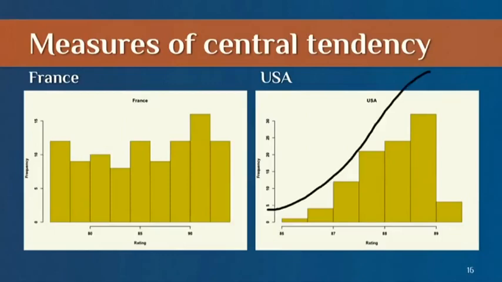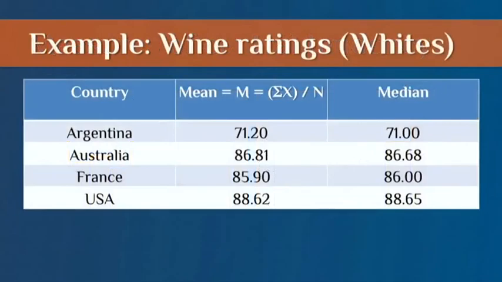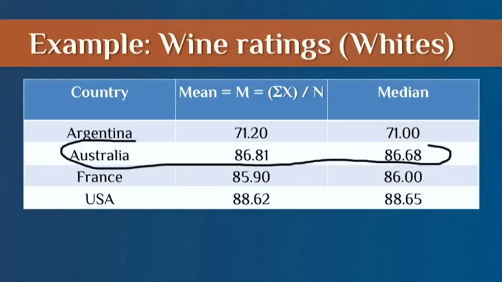So if we look at the means and the medians, the summary statistics, the measures of central tendency for these wines, you'll see that there's a slight shift in the Australian one and in the US.